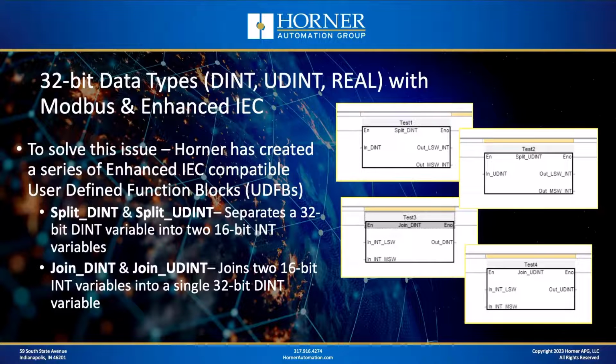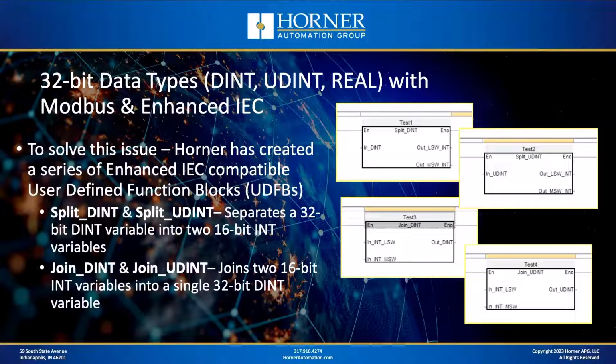What we've done at Horner, like we often do, is we have created user-defined function blocks to make it really easy for you to take double integer variables or real variables and either split them into separate integers that can be sent over Modbus, or to take separate integers over Modbus and join them together to create double integers or floating points. So it's really just a fairly simple approach using these user-defined function blocks. Now, if you looked at the logic inside these user-defined function blocks, it's not as straightforward as you might think, but we've done all the heavy lifting for you. So really all you have to do is use these UDFBs.